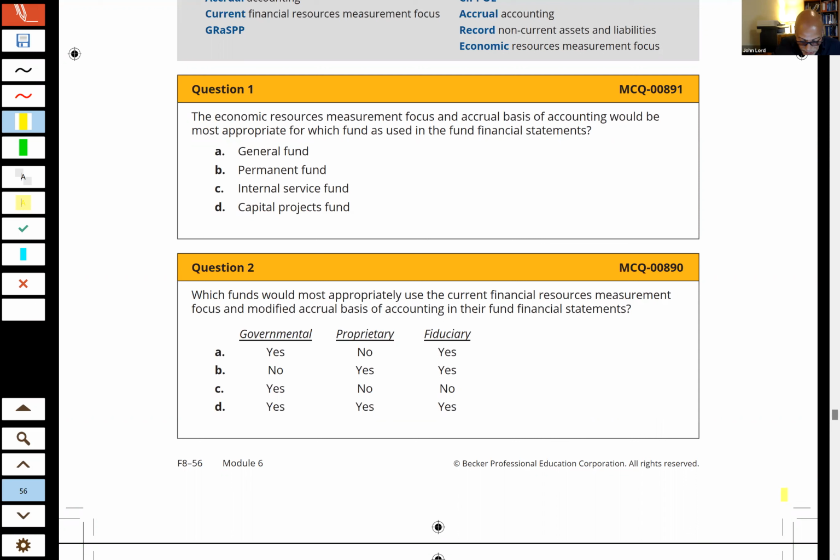And sure enough, I look and they have what? The wrong answers. They have the general fund, the permanent fund is a governmental fund, the capital project fund is a governmental fund. Only the internal service fund is another category, which is what? The proprietary fund category, and everybody else uses what? Full accrual economic resources. Please, God, may you get 52 questions like this on your exam. Easy stuff that people cry about later.